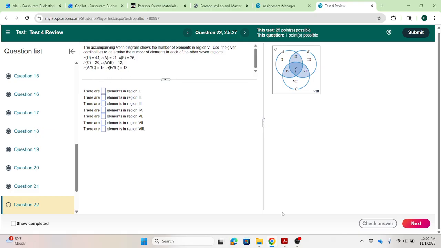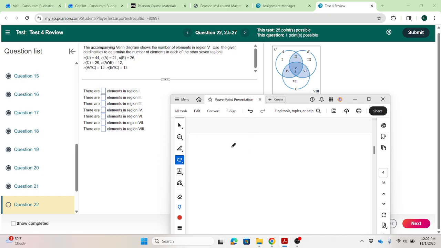So we need to find every single region. The total is supposed to be 44 elements. The number of A is 21, the number of B is 26, and the number of C is also 26. All 3 of them have a common region, which is 8. So 8 is common to all 3 of them.